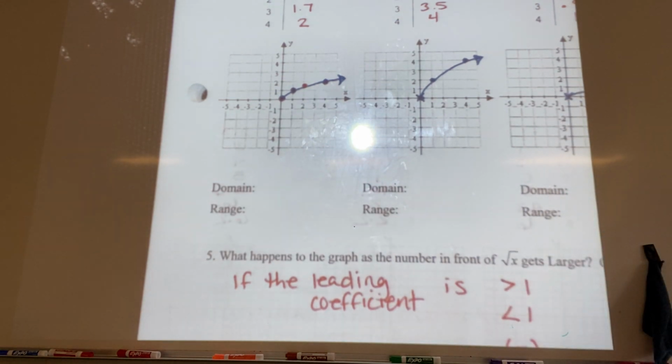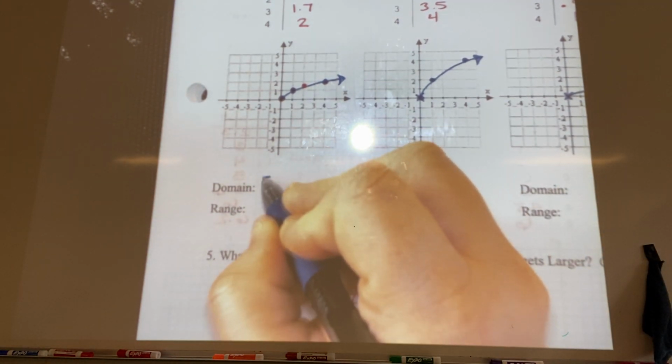Domain is always left to right. So 0, whoops, with a bracket.